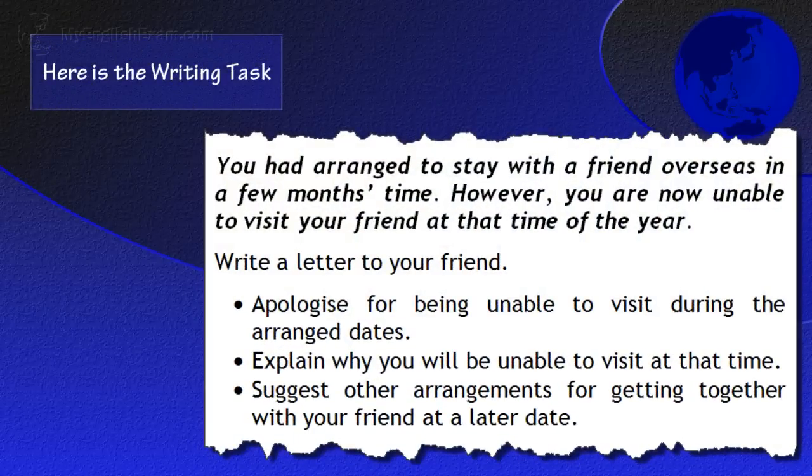Here is the writing task. You had arranged to stay with a friend overseas in a few months' time. However, you are now unable to visit your friend at that time of the year. Write a letter to your friend. Apologise for being unable to visit during the arranged dates. Explain why you will be unable to visit at that time. Suggest other arrangements for getting together with your friend at a later date.